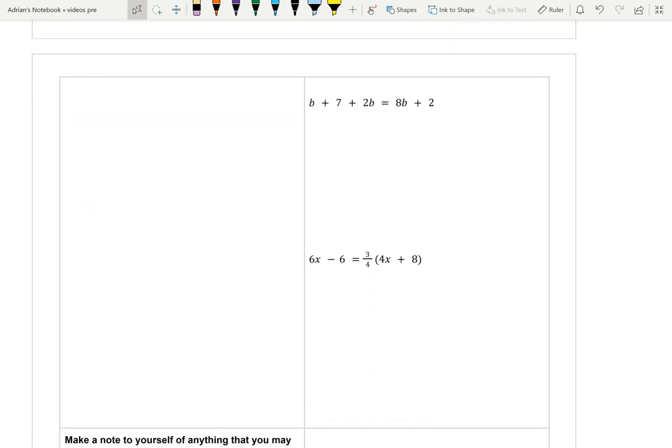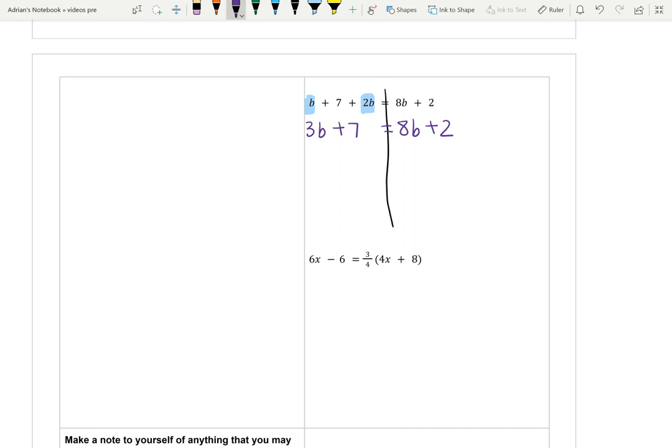Okay, now we're going to try some more. So on this one, I have some like terms. I'll highlight those. 2b plus b, remember there is an invisible 1 there, so this is going to become 3b plus 7 equals 8b plus 2.